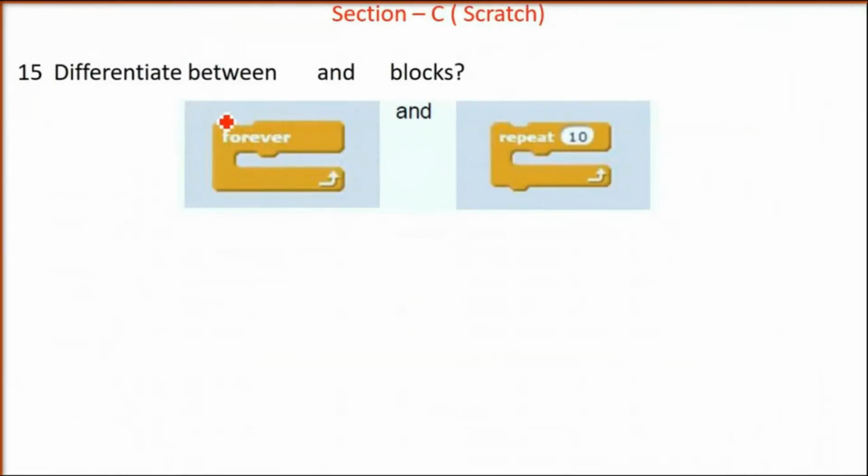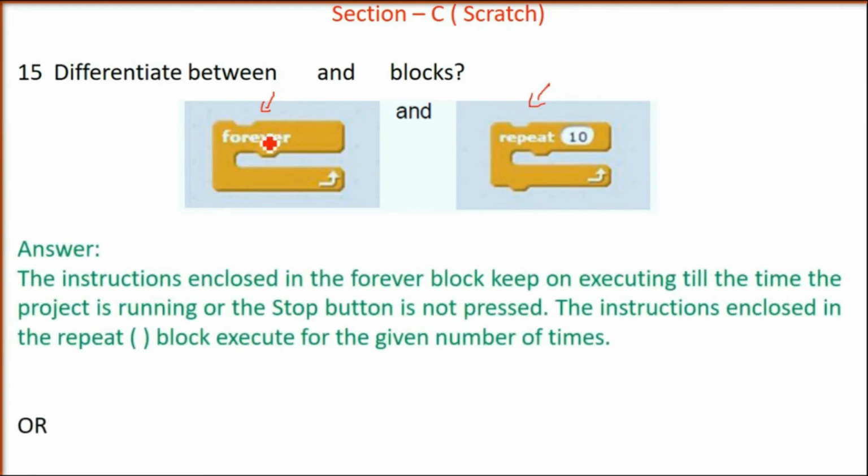Differentiate between the blocks: there is a block called forever, and there is a block called repeat. Forever means always. It will never end. Infinite. The sun will shine forever. This is going to happen every time. This loop will run again and again.